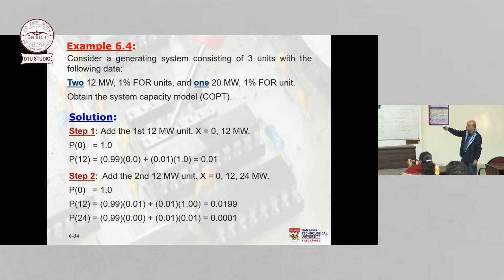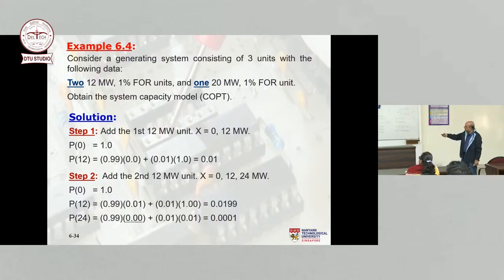You expect this value, don't you? Because this generator has only 2 states. It is either available or not available. The cumulative probability here is 1. The cumulative probability here has to be 1 minus 0.99, has to be 0.01. I mean, if you think out loud, you will see that that number has to be there. If you get anything else, then you are wrong.